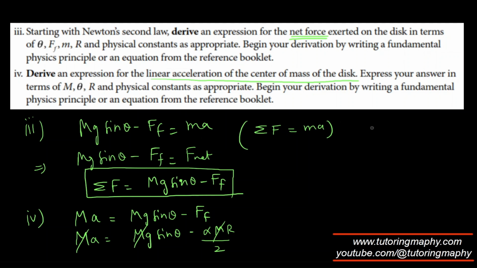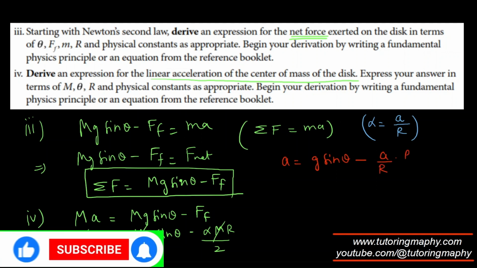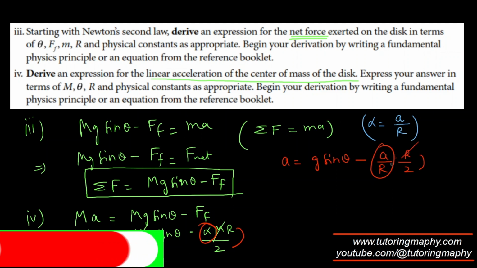And we have now a relationship that alpha is nothing but A over R. That is a relationship between alpha and R. So all we are supposed to do now is just replace this alpha with A over R. So this equation is going to look like A will be equal to G sine theta minus alpha is A over R, so A over R times R over 2. Because alpha is replaced with A over R and R over 2 just remains as it is. So R and R is gone.